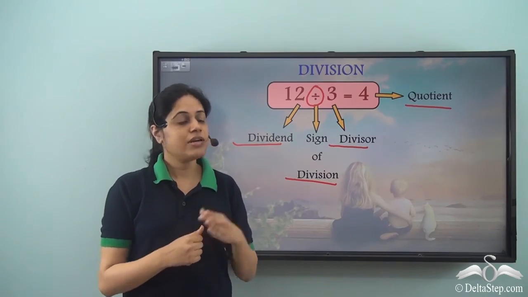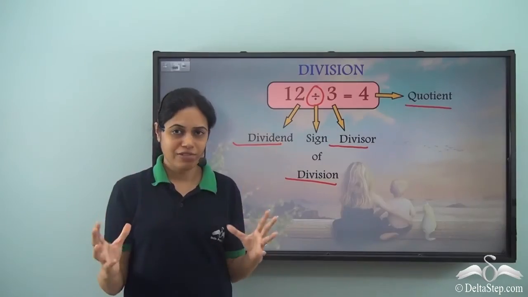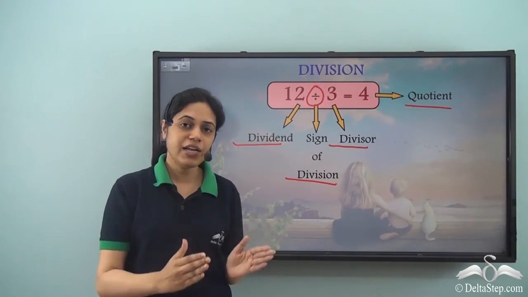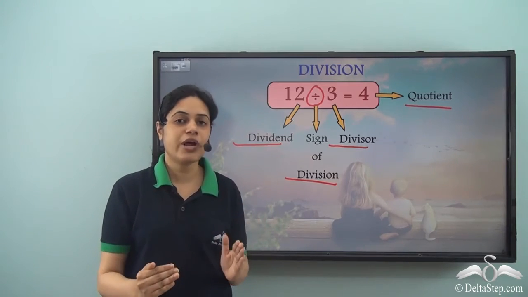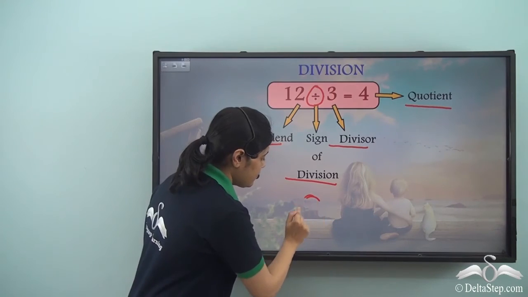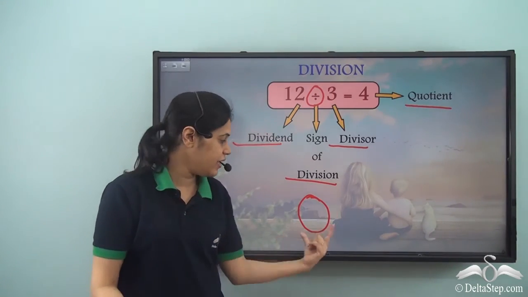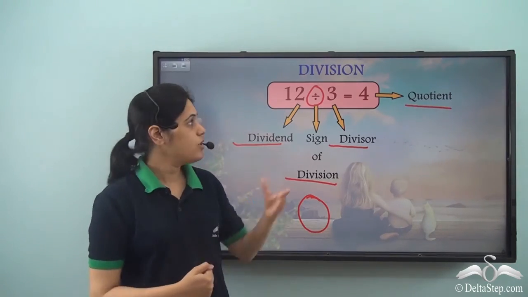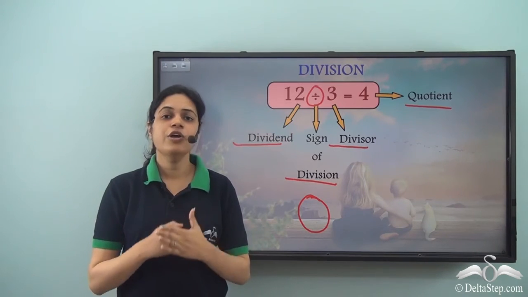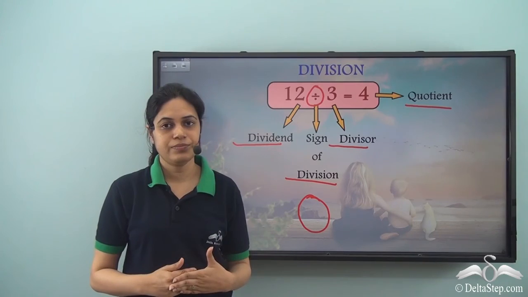So division has been done by repeated subtraction. So you have a certain number of things and you take equal number of things till you are left with no more items or no more things. So till you are left with 0 items. So you keep on repeatedly subtracting till you are left with 0. And this is what division is all about. This is how you can distribute or divide things equally.